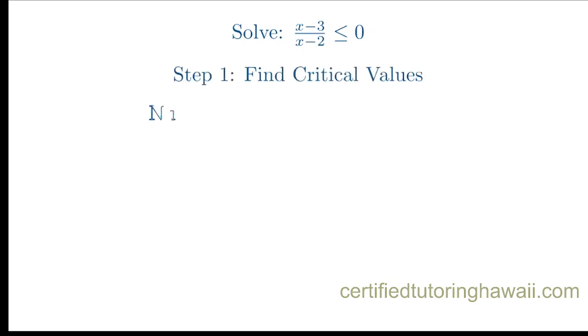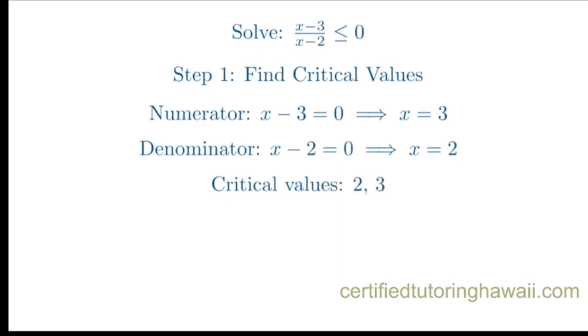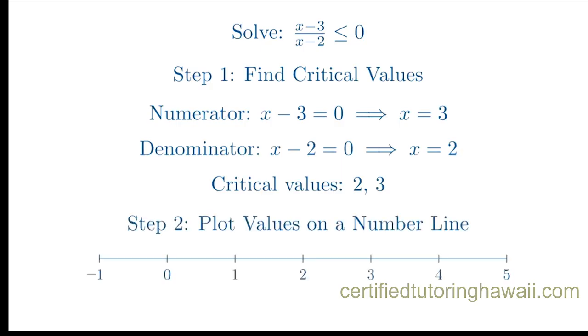We want to solve the inequality x minus 3 over x minus 2 is less than or equal to 0. Step 1. Find the critical values by setting the numerator and denominator to 0. The numerator is 0 when x equals 3. The denominator is 0 when x equals 2. Our critical values are 2 and 3. Step 2. Plot these critical values on a number line to create our intervals. We draw a number line and mark 2 and 3.